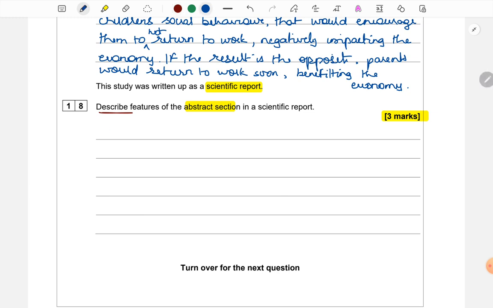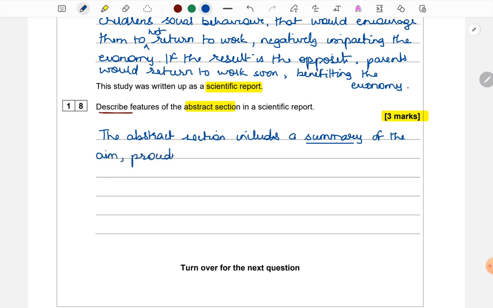So I would start with the abstract section includes a summary of the aim, procedure, findings and conclusion of a study.